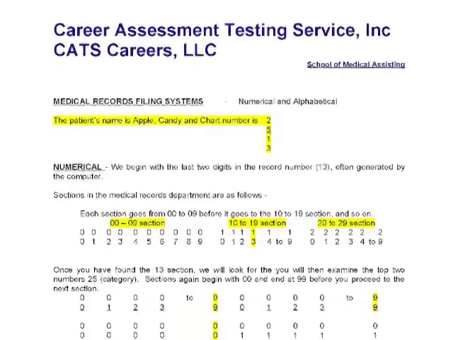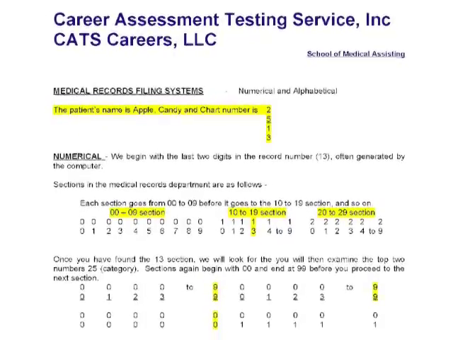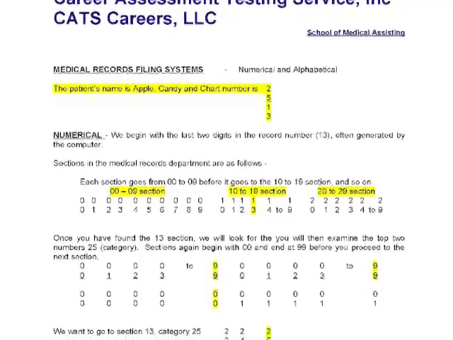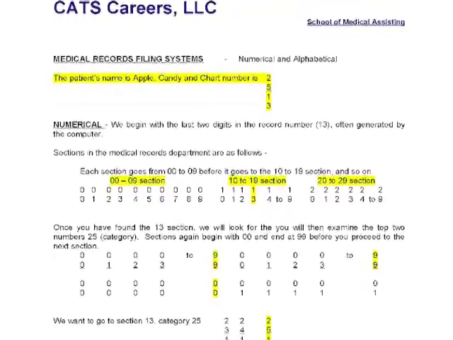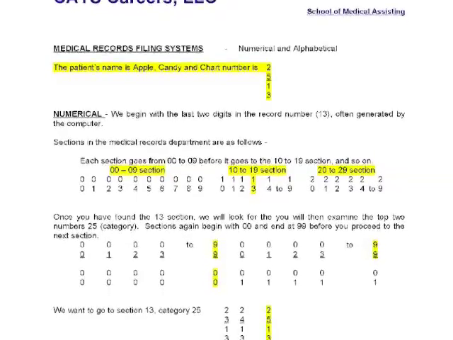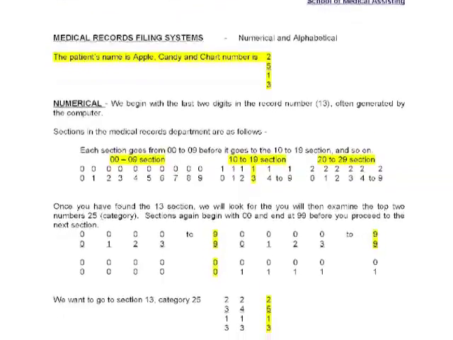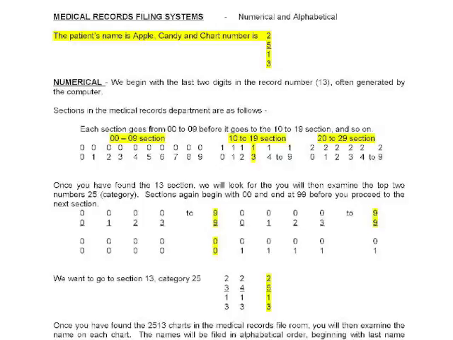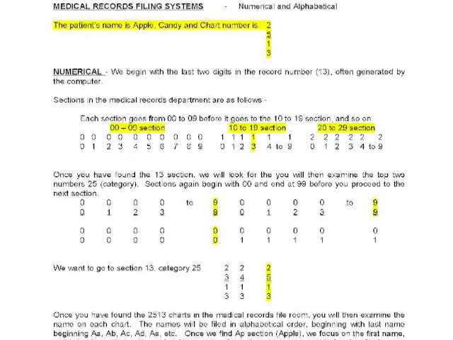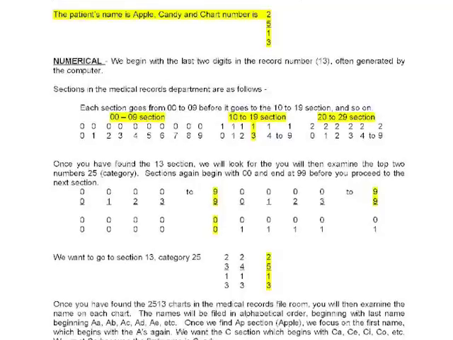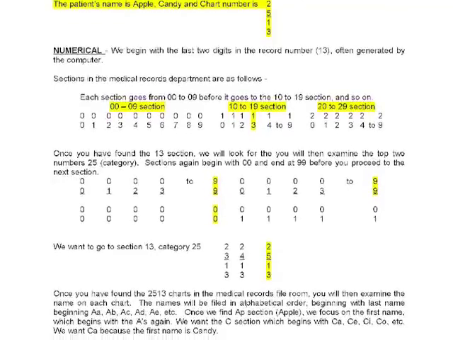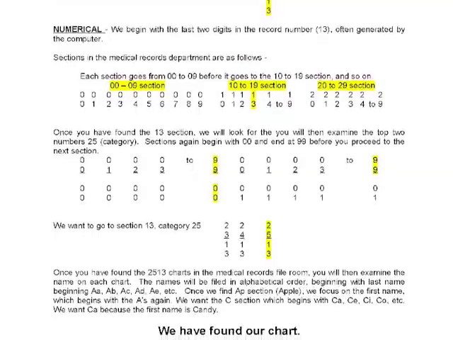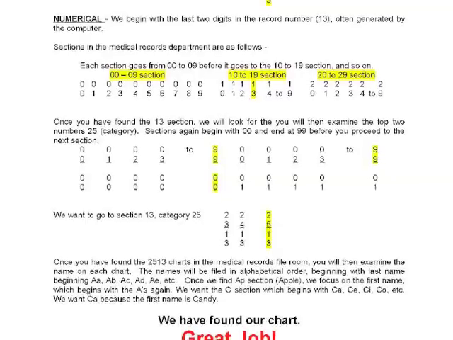Medical records filing systems. For this practice, the patient's name is going to be Candy Apple, and the chart number is 2513. Numerical. We begin with the last 2 digits in the medical record number, which is 13. And it's often generated by the computer. Sections in the medical record department are as follows. The sections begin with 00. The next section is 01. The next section is 02. And you keep going all the way up until you get to 99.